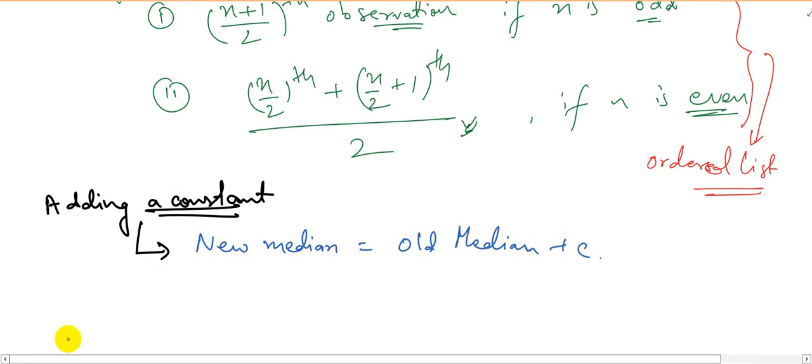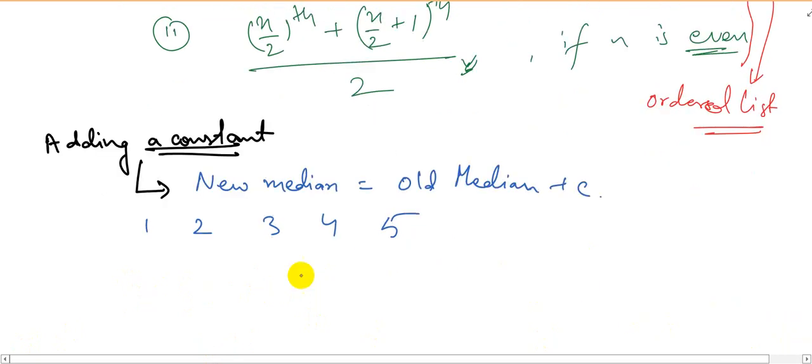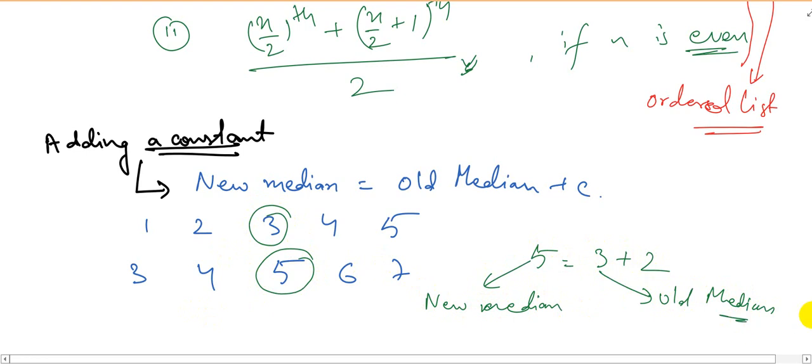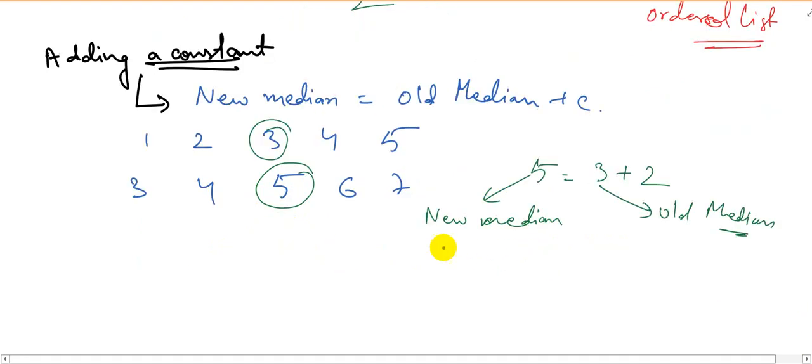So if we have 1, 2, 3, 4 and 5 as our data set, and we are adding 2 to each of them, it becomes 3, 4, 5, 6, 7. Now the old median was 3, the new median is 5, which is nothing but 5 is equal to 3 plus 2. This is your new median. This was your old median, right? So I think this is clear.